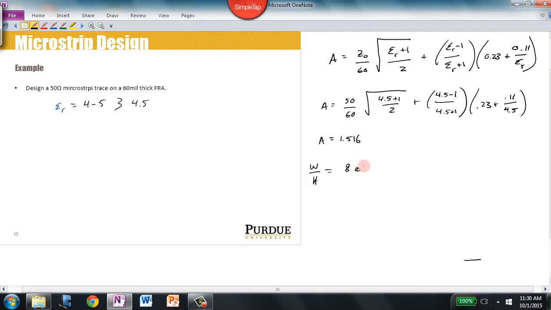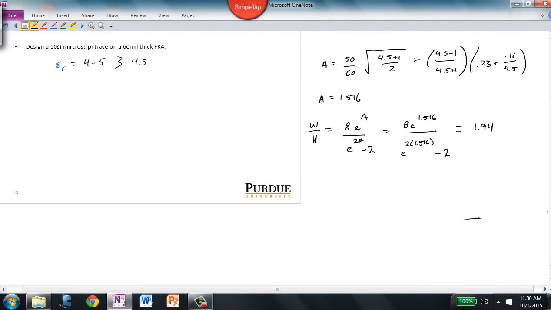We can now calculate the W to H ratio necessary for a 50 ohm T line as 8 times the natural number e raised to A divided by e raised to the 2A minus 2. So that's 8e to the 1.516 divided by e to the 2 times 1.516 minus 2. And we carry out that fraction and we get an answer of 1.94 as our W to H ratio.